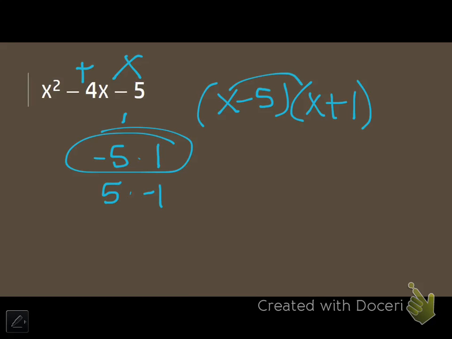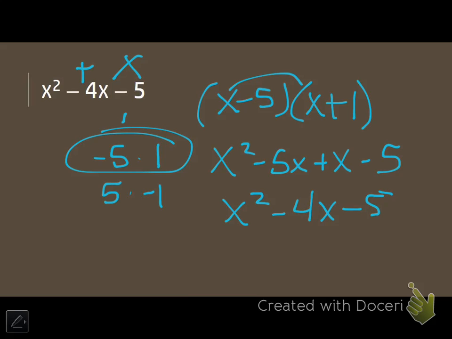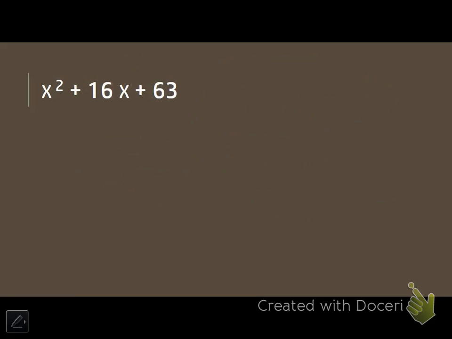So I'm going to distribute, do our FOIL, so I get x squared minus 5x plus x minus 5, which is x squared minus 4x minus 5, which is what our original expression was, so that is my answer. Okay, so again, pause the video, try it yourself, and then see if you get the same answers as me.